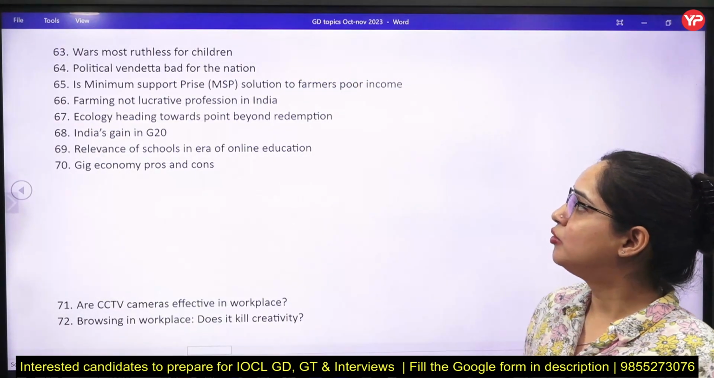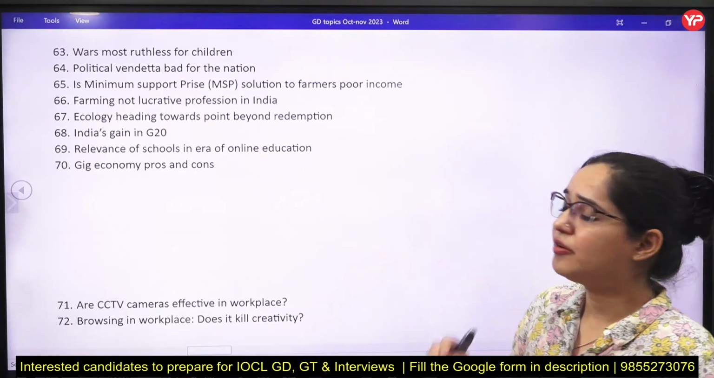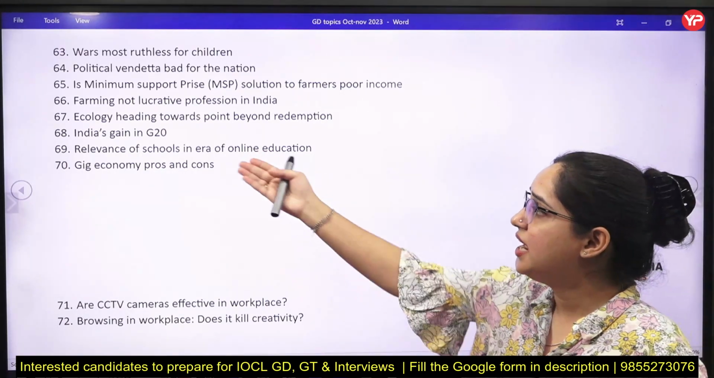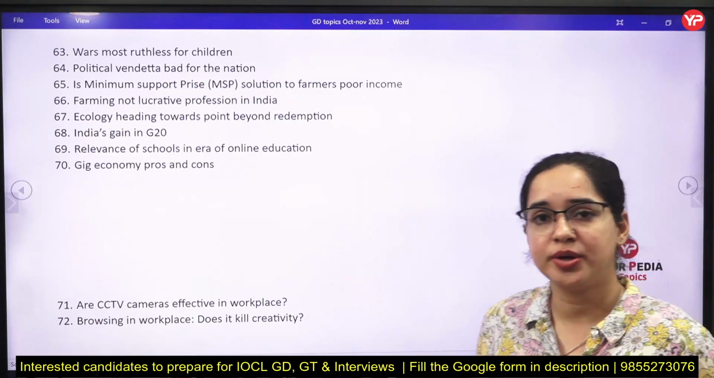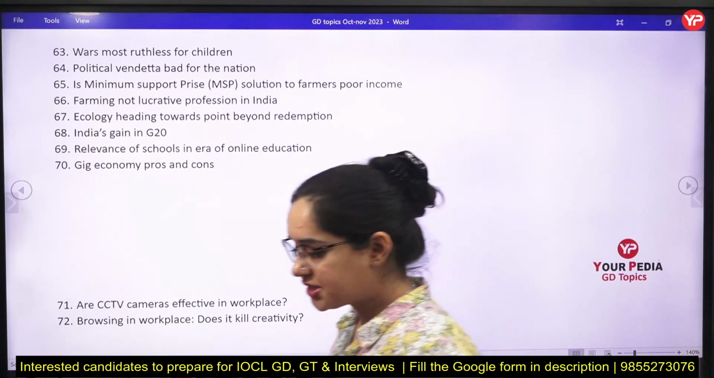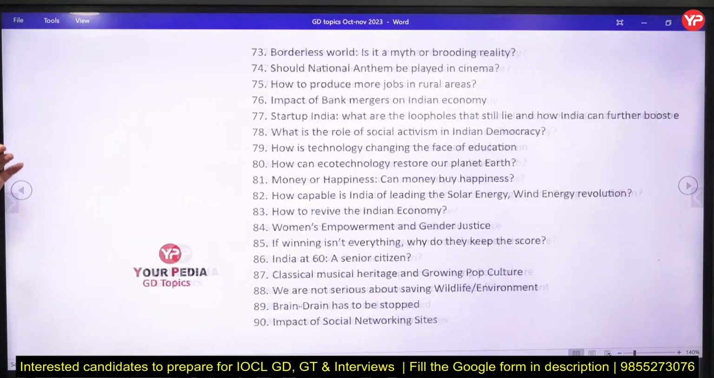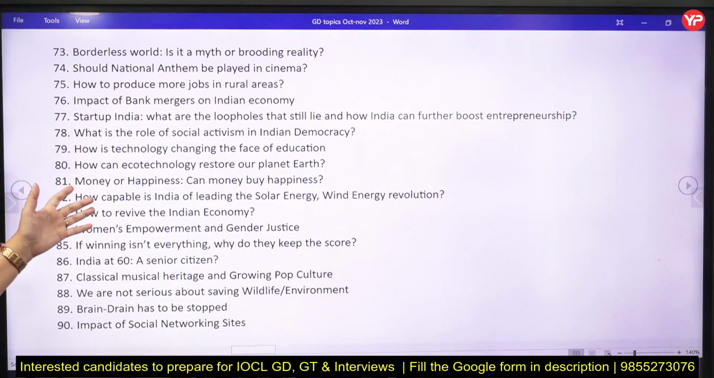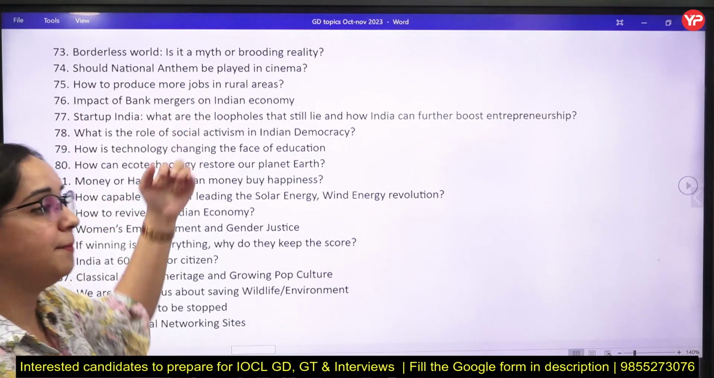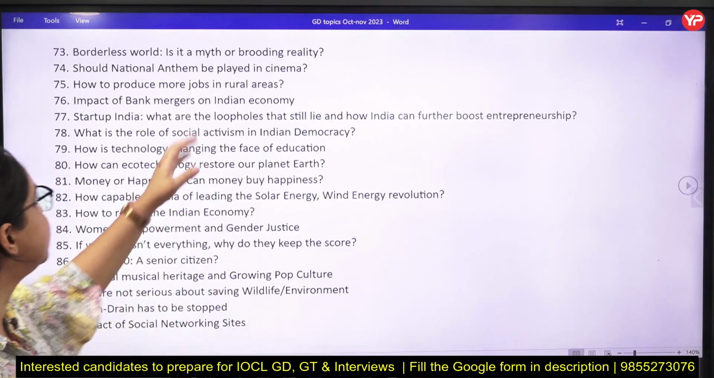Wars, they are the most ruthless one. Farming, about the agricultural sector. India's gains in the G20 summit. What was the actual discussion which took place over there? Then gig economy, pros and cons. CCTV cameras are effective or ineffective. Browsing in workplace, does it kill creativity or not? Already all such topics are covered. National anthem, should it be played in India or not, in the cinema halls.